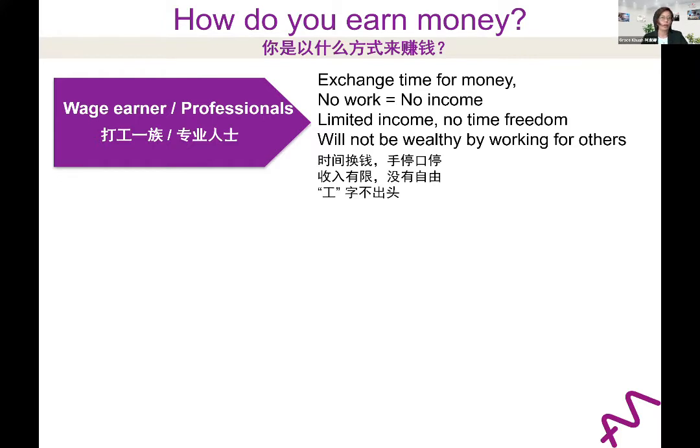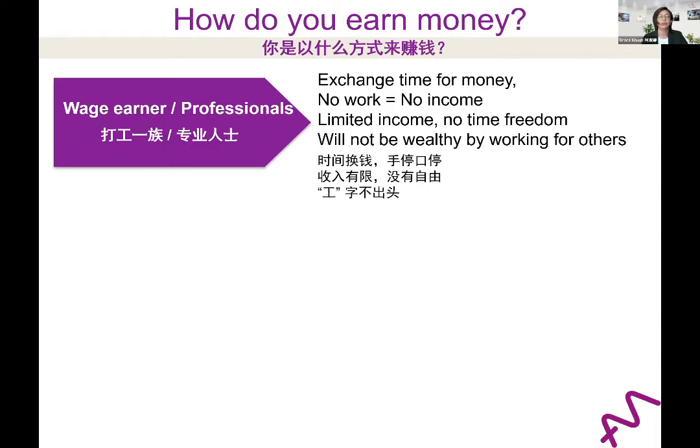So no work equals no income. And limited income, because depending on what level you are at, the income is there. And with this pandemic, if there's no pay cut, it's already very good. Don't even talk about pay rise.